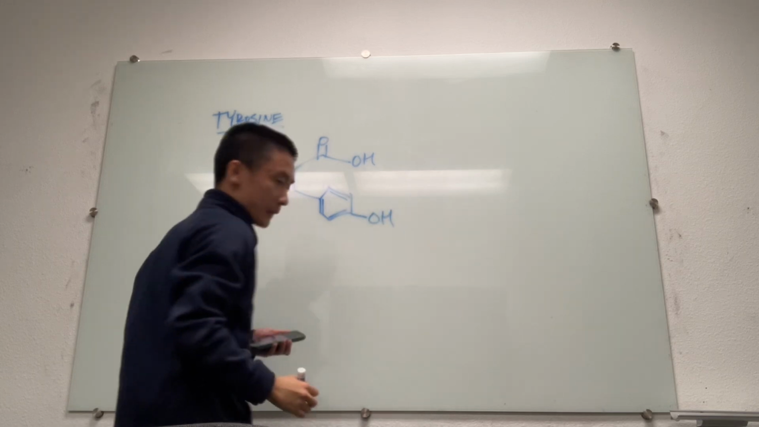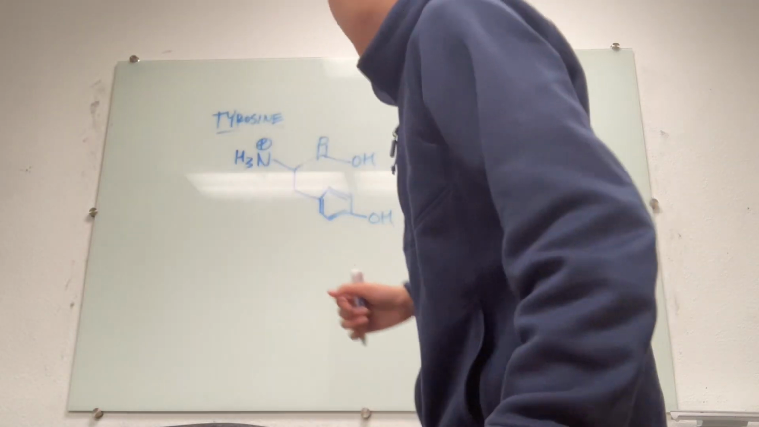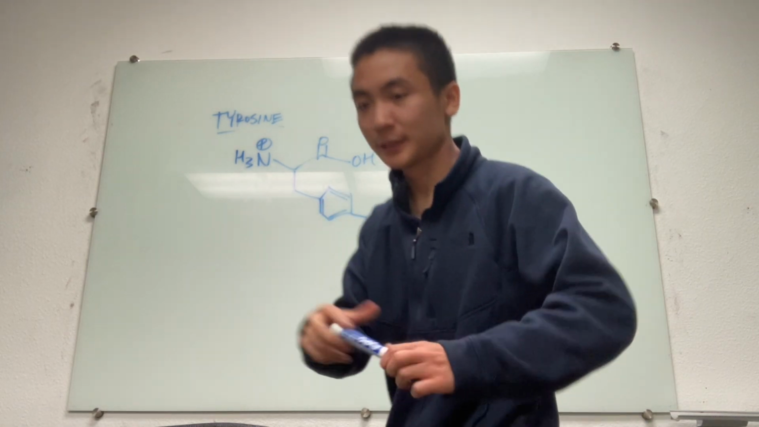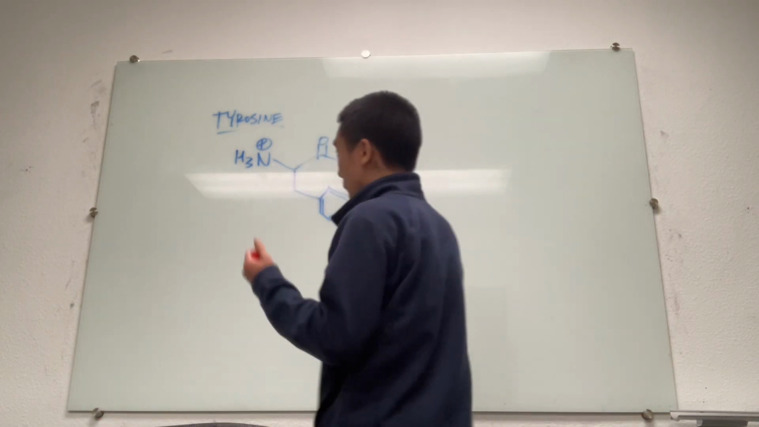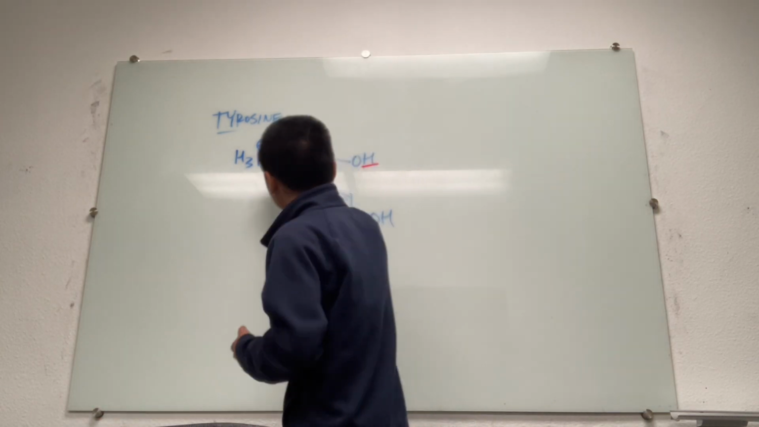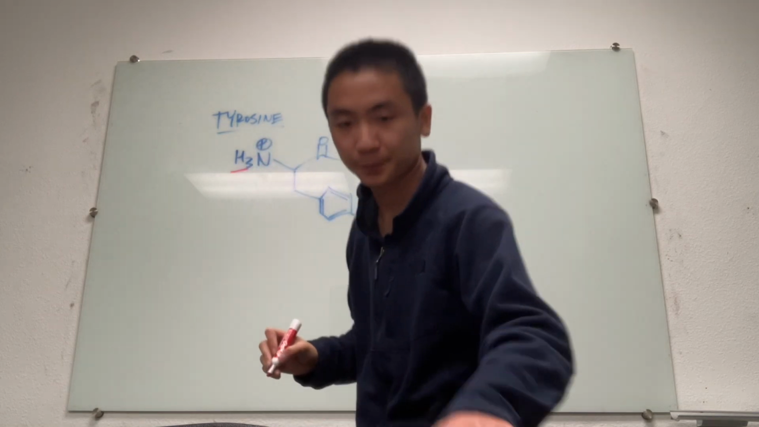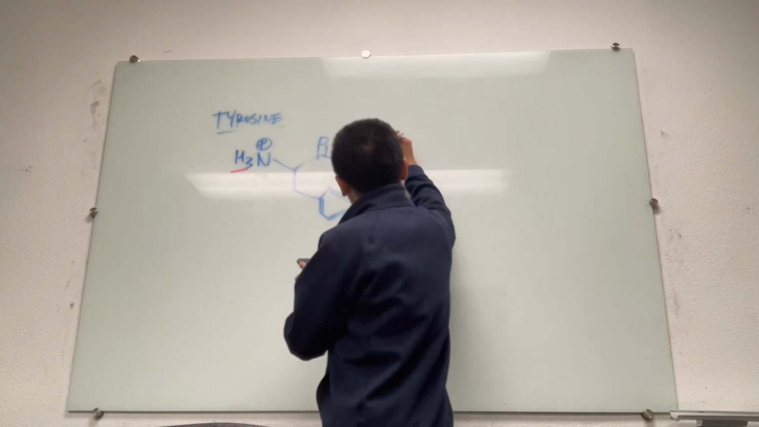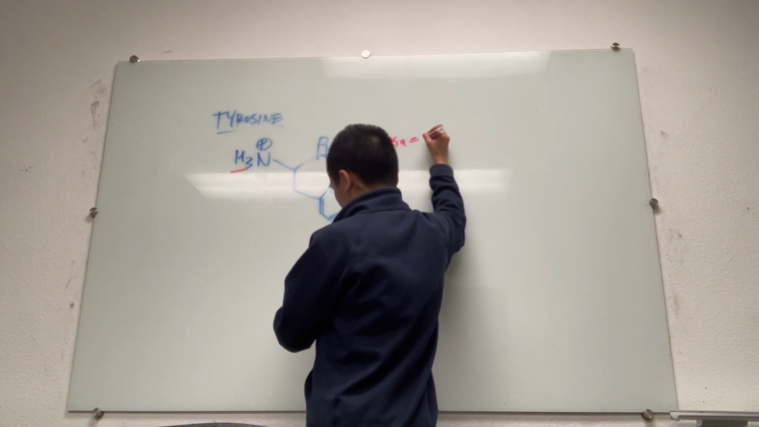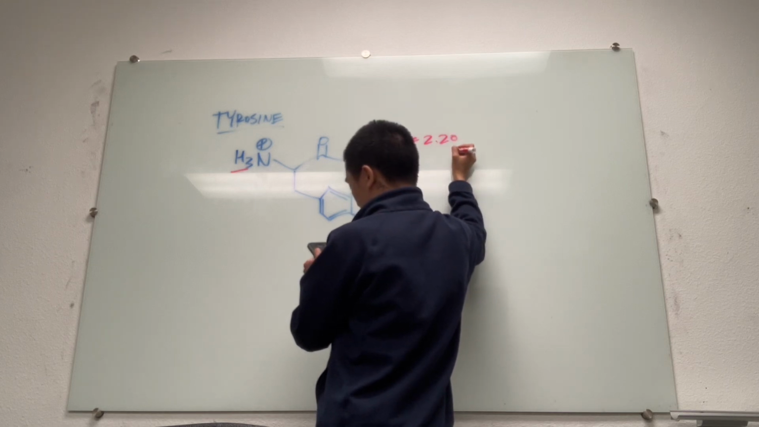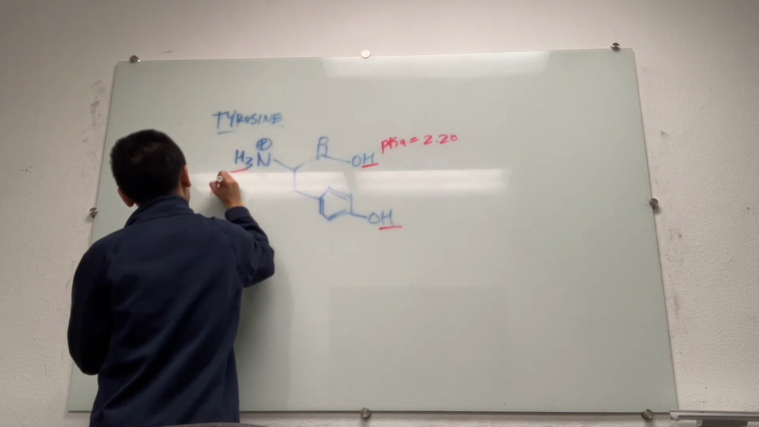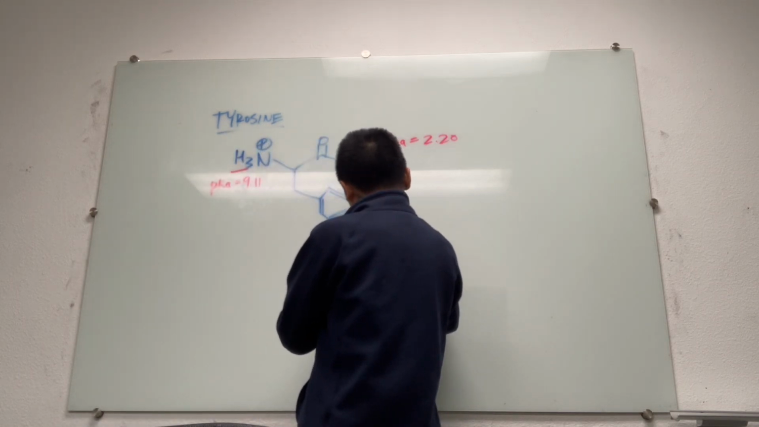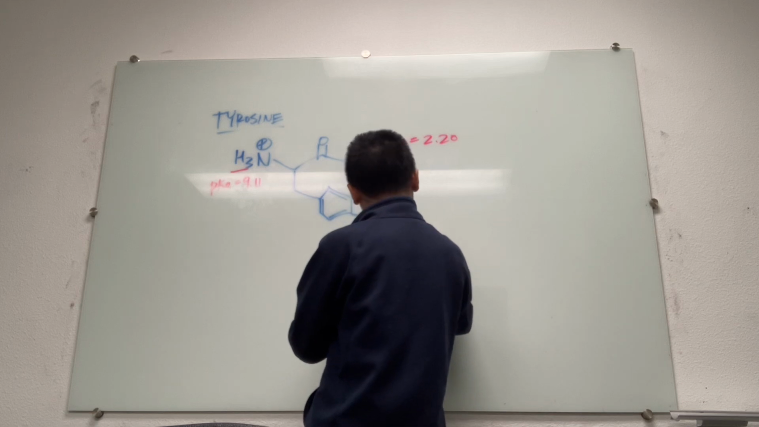So tyrosine is ionizable, meaning that its side chain can get deprotonated. It can get ionized, forming an ion. Okay, so it will have three pKa values: one for the carboxyl group, one for the amino group, and one for the R group. The pKa for the carboxyl group is 2.20. The pKa for the amino group is 9.11. The pKa for the side chain is 10.07.